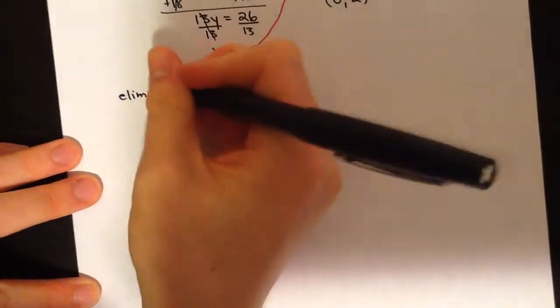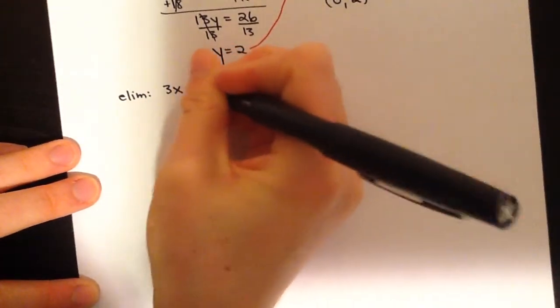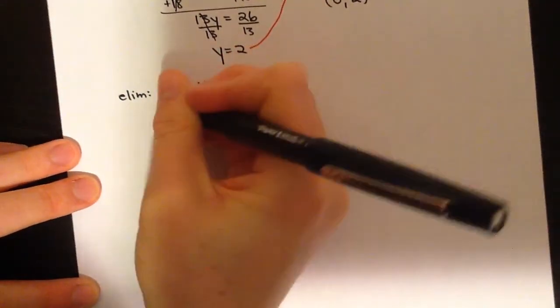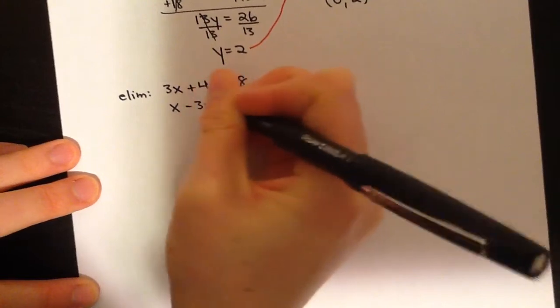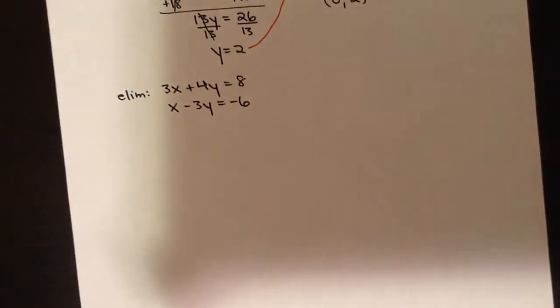So I'm going to rewrite 3x plus 4y equals 8, and then x minus 3y equals -6. So remember the way the elimination method works is we are trying to get one of our variables to cancel out. So we might have to multiply one of the equations or something like that, possibly both of the equations.